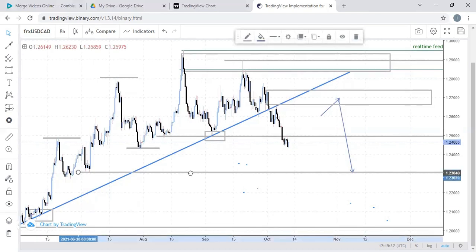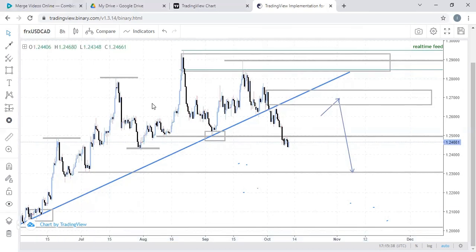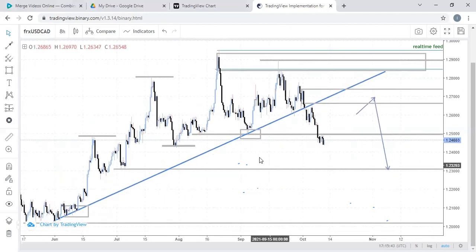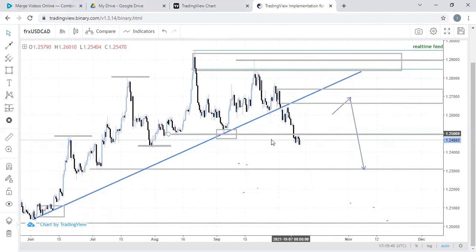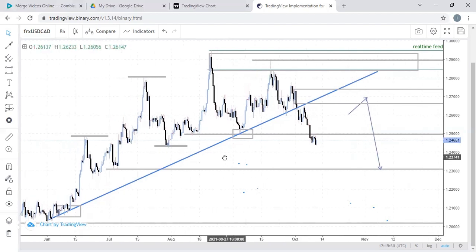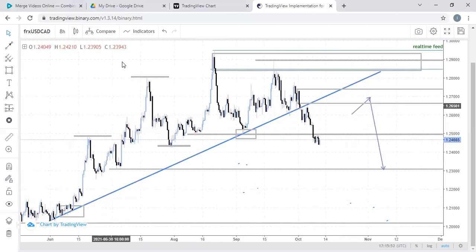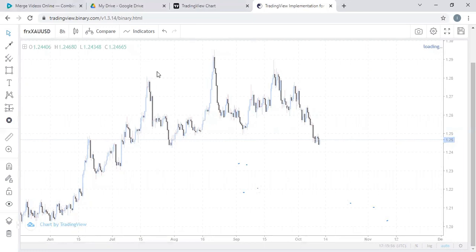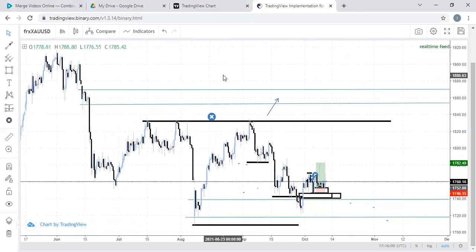All these regions are the main regions where the smart money have their take profit regions, at the higher time frame highs or the higher time frame lows. Let's look at another chart to see. Now let's look at gold. This is gold rather, I'm sorry, that was USD CAD.